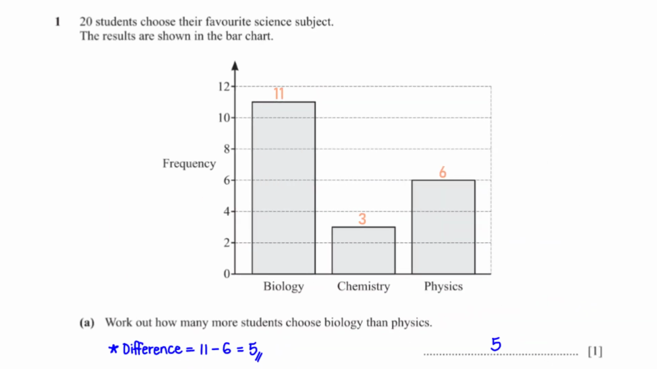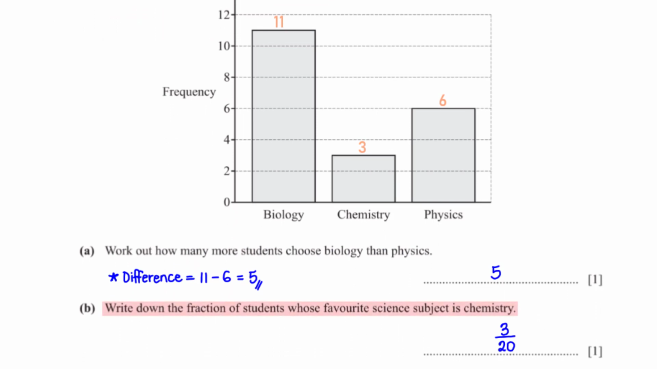20 students choose their favorite science subject. The results are shown in the bar chart. Work out how many more students choose biology than physics. In other words, we are to find the difference between the number of students who chose biology and the number of students who chose physics. The number of students who chose biology is 11 and the number of students who chose physics is 6. So 11 minus 6 is 5.